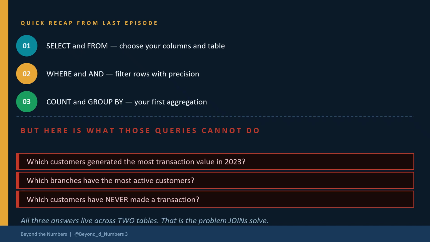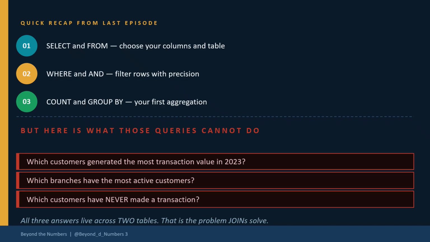Let's do a quick recap of what we did in the last episode. We learned how to use select and from to choose columns and a table. We learned how to use where and and to filter rows with precision. And we learned how to use count and group by for aggregation. Those queries were powerful, but they all had one limitation. They could only look at one table at a time.